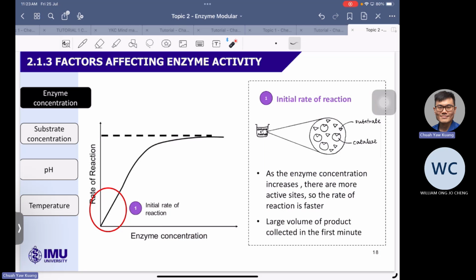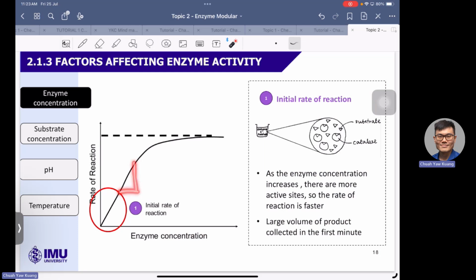All right, then next one, for this one. This one is the same thing. You further increase, then it will increase very fast. This one is actually they want to talk about the rate of reaction. Yeah, they want to talk about the rate of reaction.